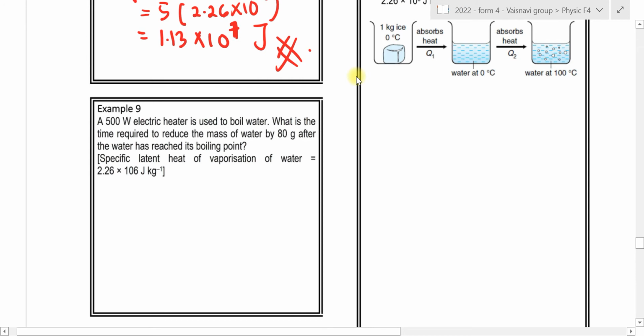A 500 watt electric heater is used to boil the water. What is boil? Boil is the latent heat of vaporization. What is the time required to reduce the mass of water by 80 gram after the water has reached its boiling point? It is given that the specific latent heat of vaporization is 2.2 times 10 to the power of 6. So for this one we need to use latent heat of vaporization.